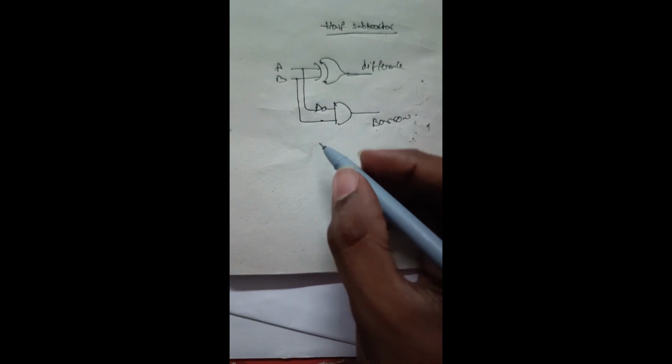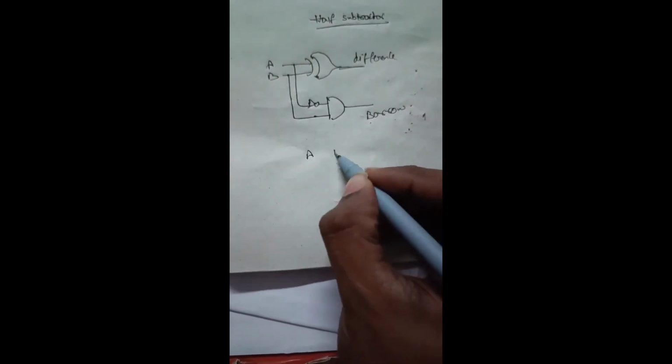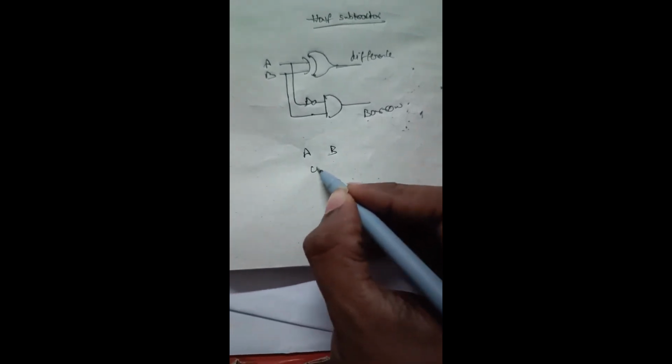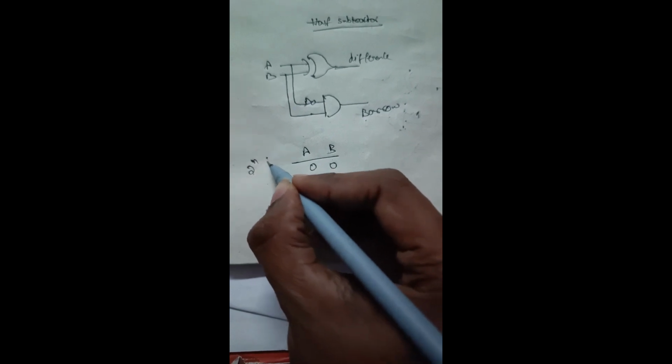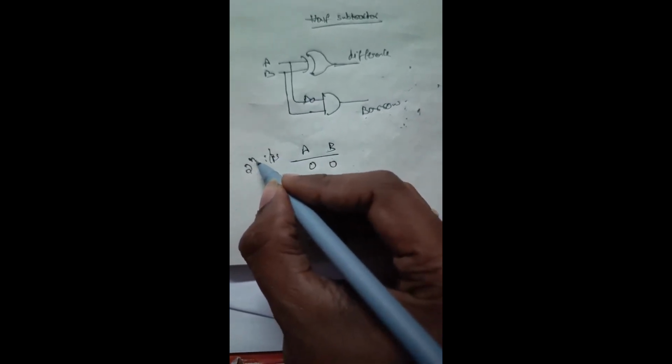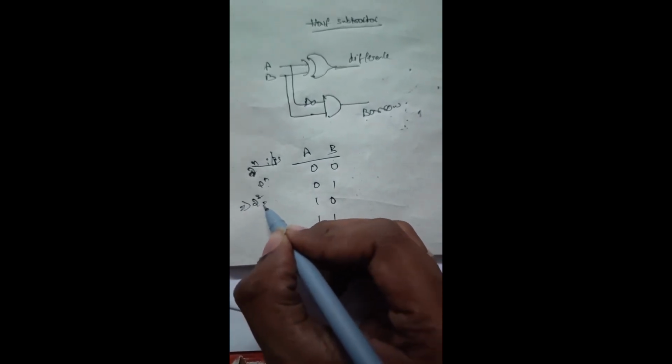That means here we can construct the truth table. A, B, these are the inputs. The possible inputs are 0 0, 0 1, 1 0, 1 1. Two inputs are there, so for n inputs, we will get 2 power n combinations. That means 2 power 2 equal to 4. So these are the four possible combinations. Here we will get difference and we will get borrow.